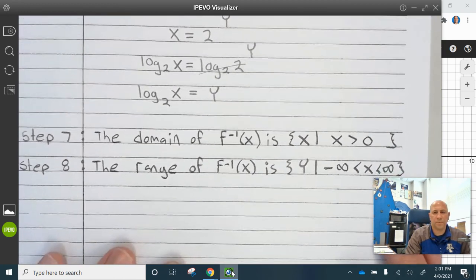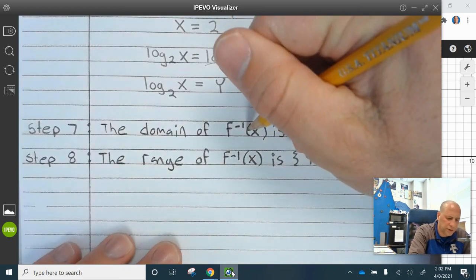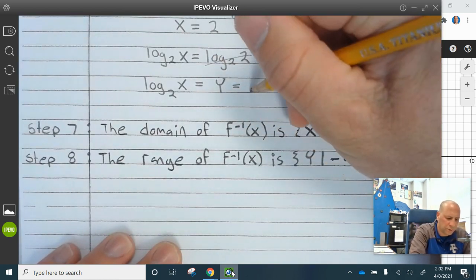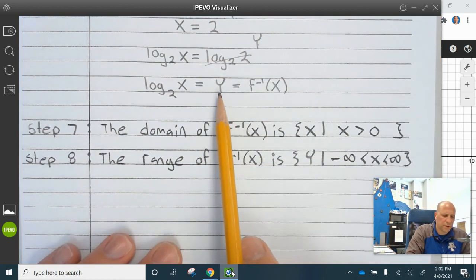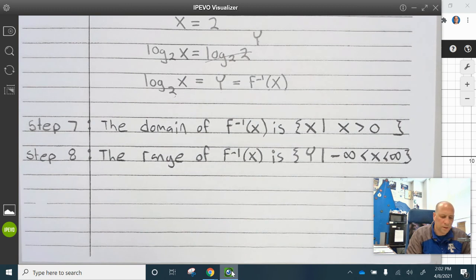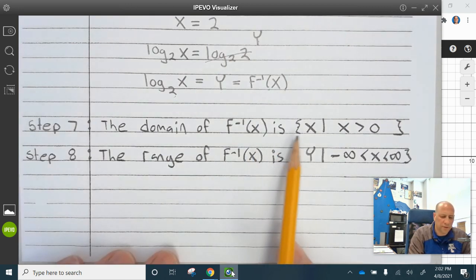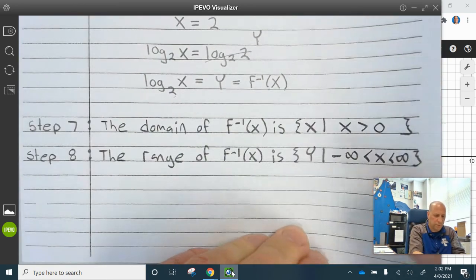And then step 7, the domain of f inverse. When we say inverse, in this case y is the inverse, so f inverse equals that. So the domain of f inverse is x such that x is greater than 0. And step 8, the range of f inverse of x is y such that negative infinity is less than y less than infinity. All right, go ahead and finish up example 2.